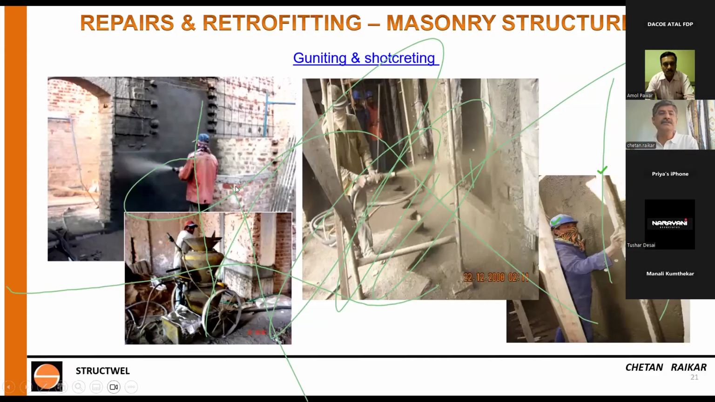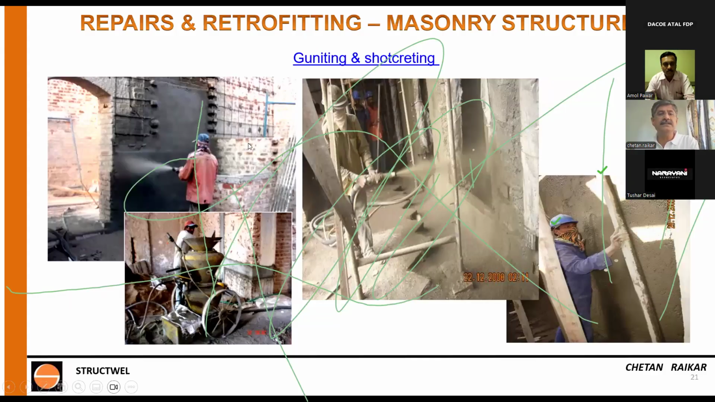This is the structure. Now, if you see this photograph, this also is a load bearing structure, a grade 1 heritage building, where we provided additional reinforcement and did guniting from both sides. So if this is the wall, we put guniting on both sides, and then look at my action again.